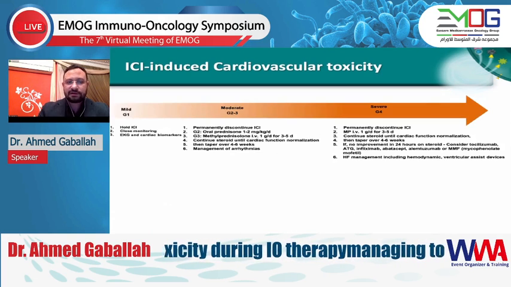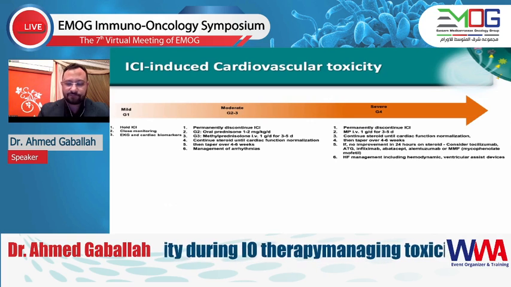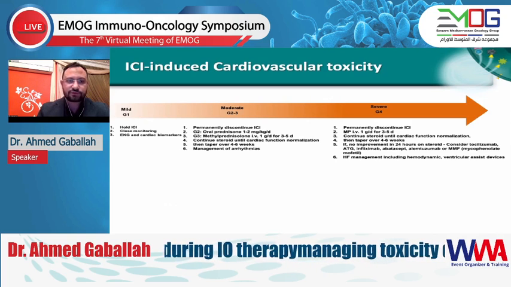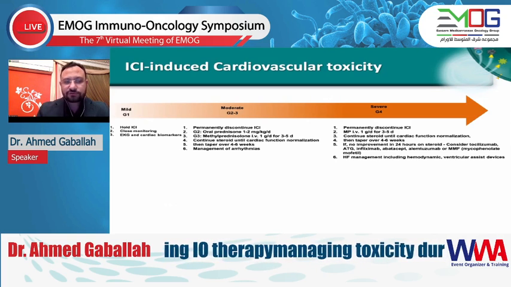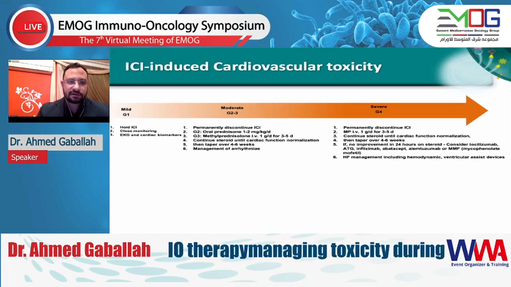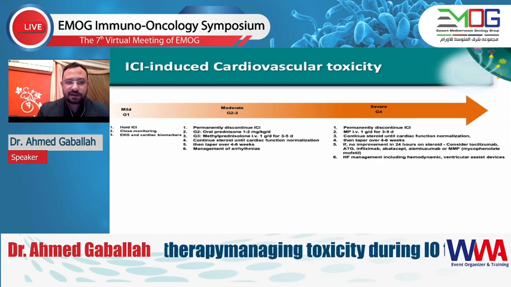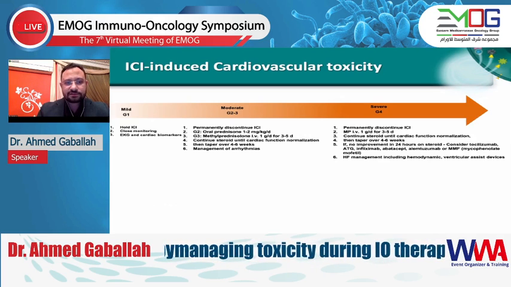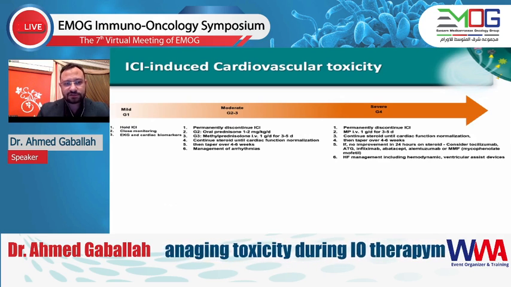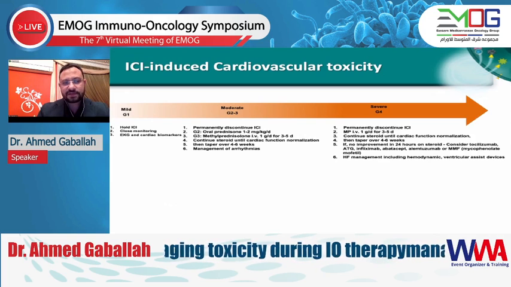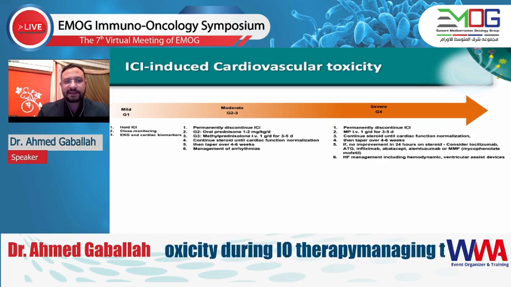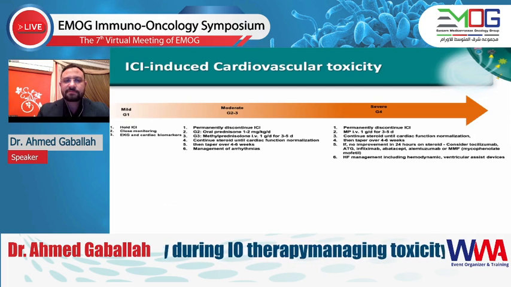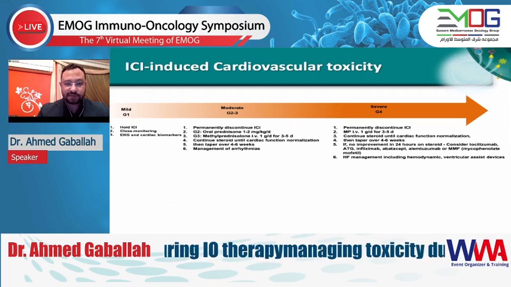And usually with the same scheme, if we have mild grades of toxicity, we monitor the heart with ECG, echo, cardiac enzymes, and we stop. When we are dealing with the heart, there are no jokes. We cannot continue the medication. Stop the medication immediately, even if you have a mild grade 1 toxicity. And if we have grade 2 or higher, usually we permanently discontinue the immune checkpoint inhibitors.